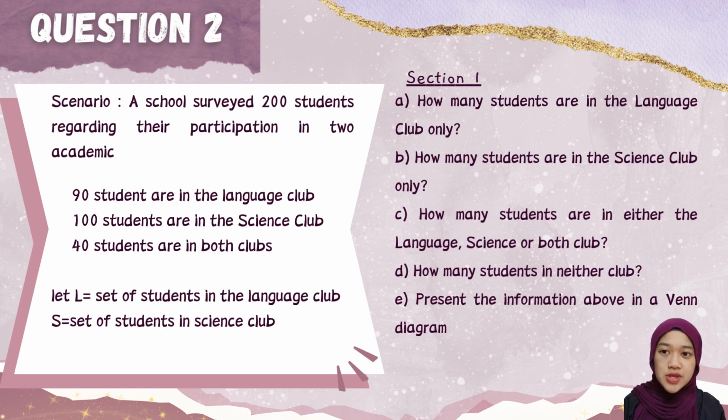Assalamualaikum Miss. So I will continue with question 2. So here is the scenario. A school surveyed 200 students regarding their participation into academic clubs. So 90 students in language club, 100 students in science club, and 40 students in both clubs. And L is set of students in the language club, S is set of students in science club.